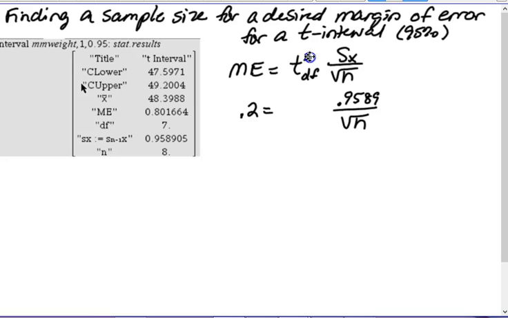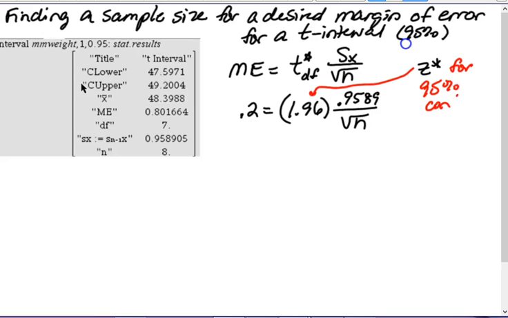Now, as far as the t critical value, I'm really in a quandary here because I cannot find a t critical value without knowing the sample size, because that's what my degree of freedom is based on. So I have no choice but to substitute a z critical value. I'm going to use the z critical value for 95% confidence, which is 1.96. So instead of t, I'm going to use z. I've taken care of the two problems in the best way I can.